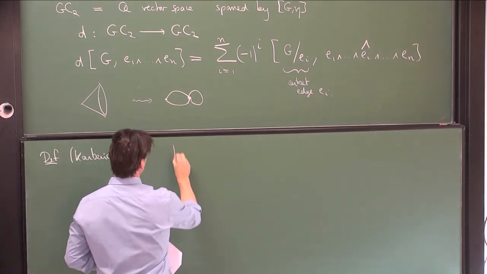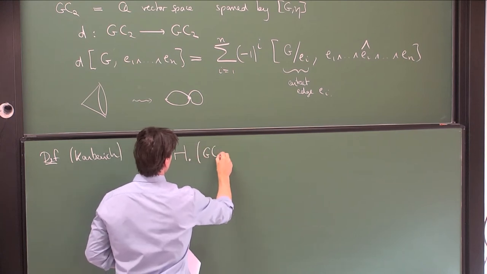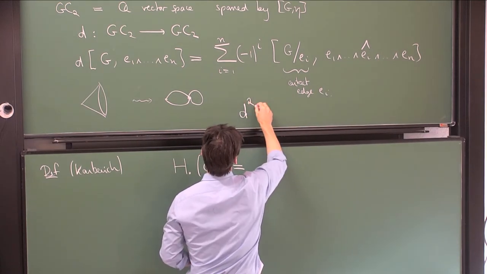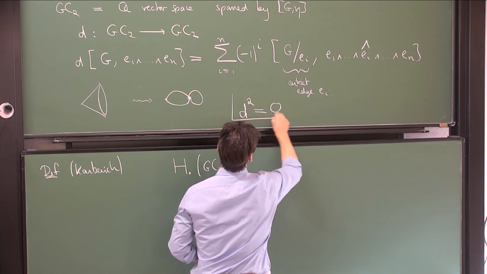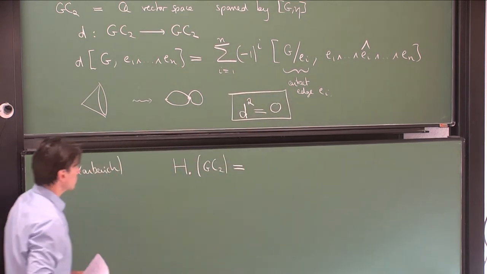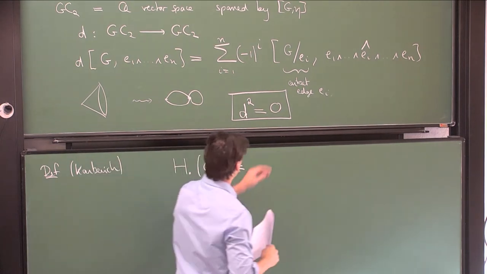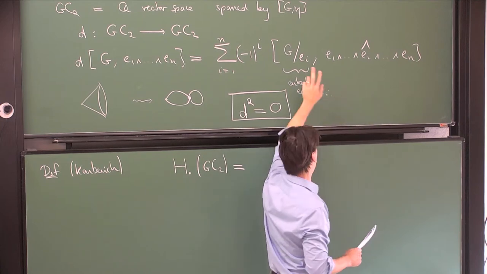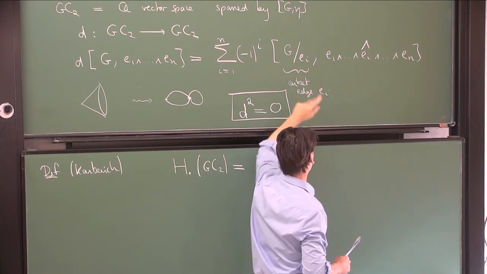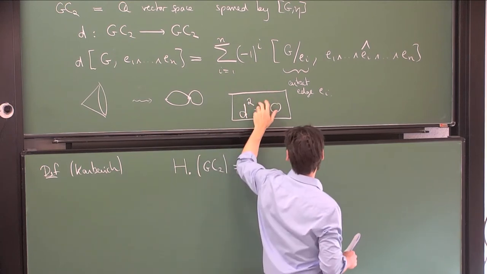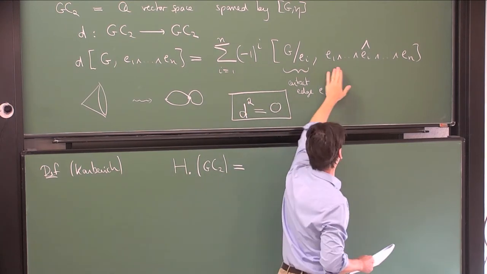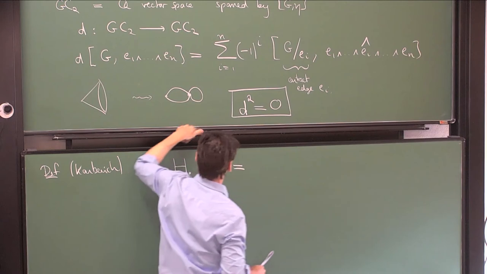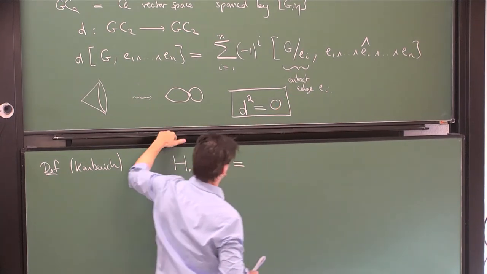Anyway, so the definition due to Kontsevich of graph homology, H. Oh, sorry, I forgot to say, of course, that this is a differential. So if you apply this twice, you get zero. And the reason for this is very simple. If you contract an edge and then another edge, it doesn't depend on the order in which you contract. The contracting edges commute. And then the fact that it squares to zero is due to cancellations coming from the sign. So all the content of this is really in the sign.